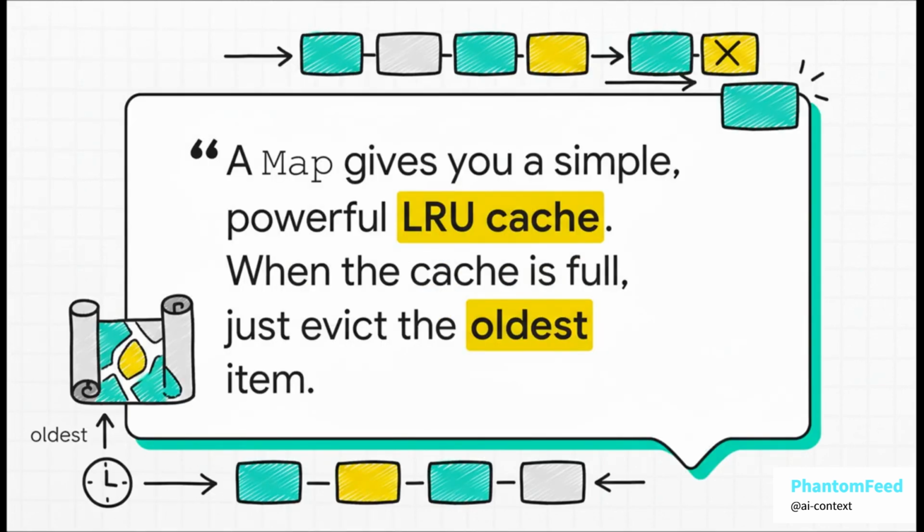Now, check this out. This is where we see the hidden genius of our everyday tools. Remember how we said a map preserves insertion order? Well, you can use that simple feature to build a really powerful and efficient LRU cache, that stands for least recently used. It's super clever. When someone accesses an item in your cache, you just delete it and then immediately set it again. This moves it to the end of the line, marking it as freshly used. Then, when your cache gets full and you need to kick something out, you just evict the one at the very beginning of the line, the one that's been sitting there the longest. So elegant and so effective.